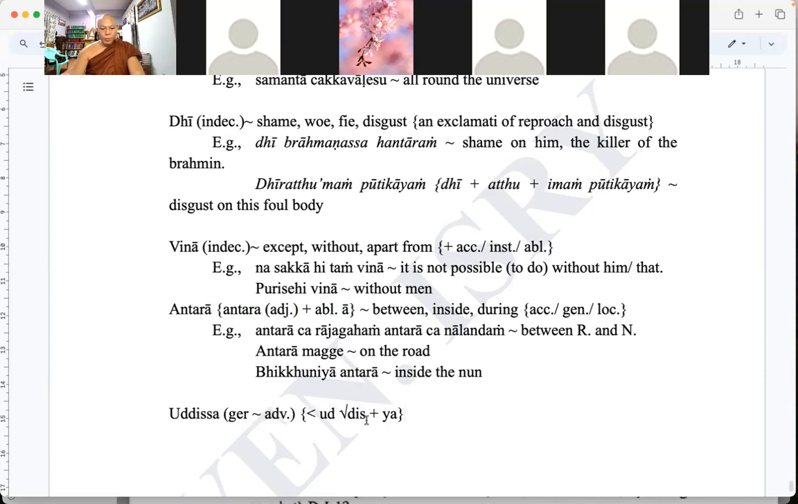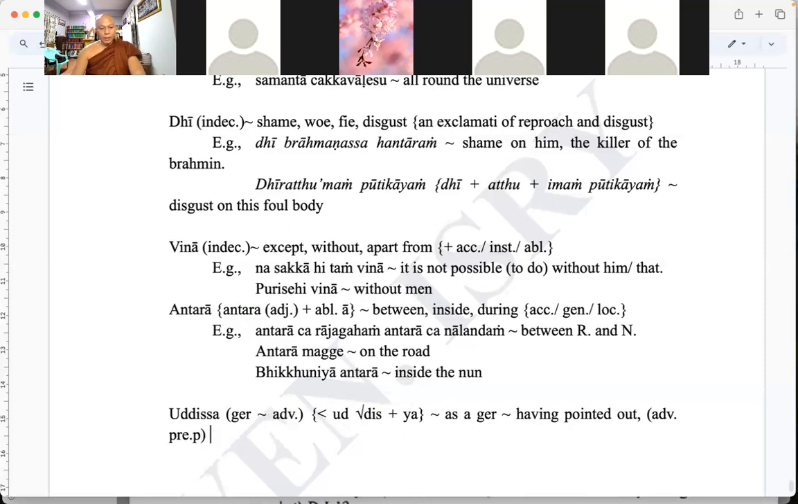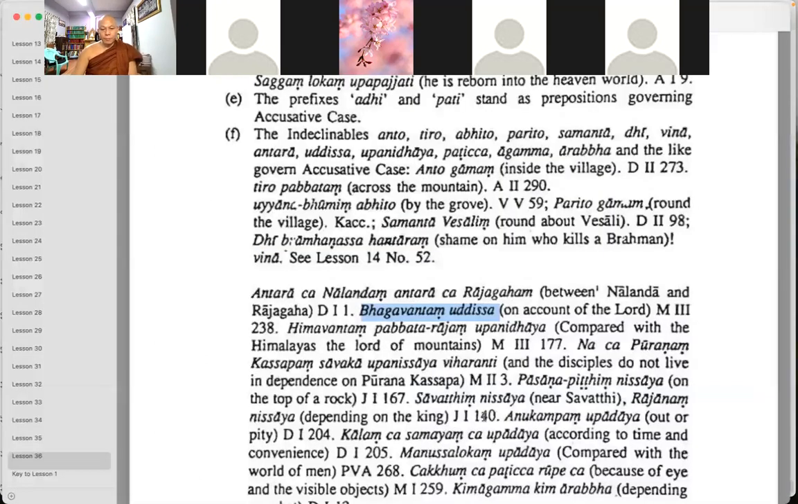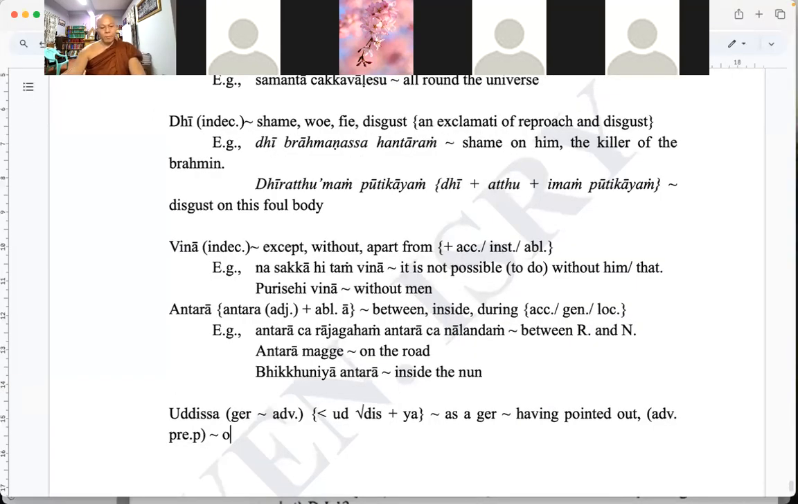So the root is so Odessa dimi to find out. So as a gerund, the meaning should be having pointed out. But later, as a preposition, or maybe adverb, adverb via preposition. Okay. So at that time, the meaning is, you see, what is it? On account of. So Bhagavanda Odessa, on account of, like that.